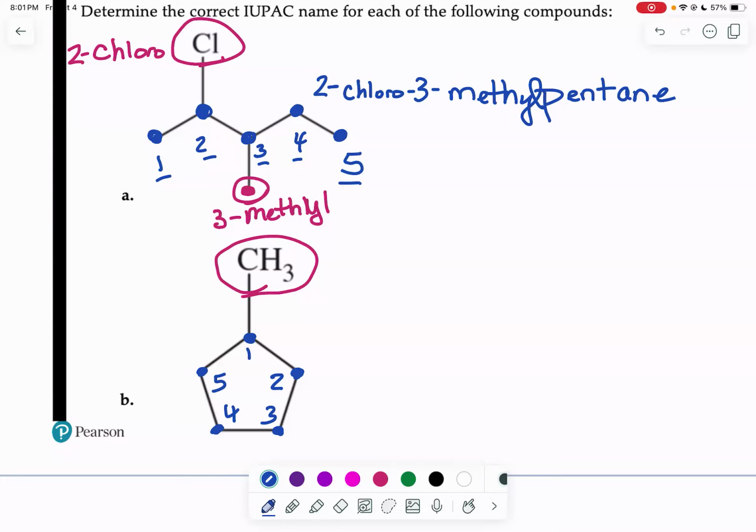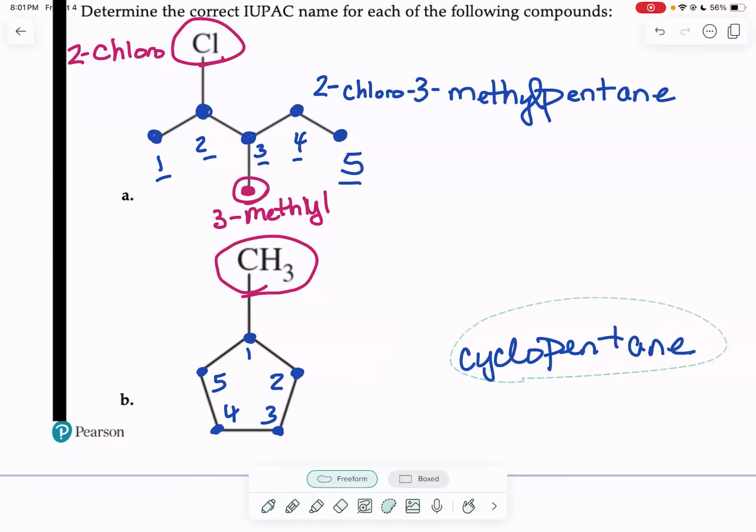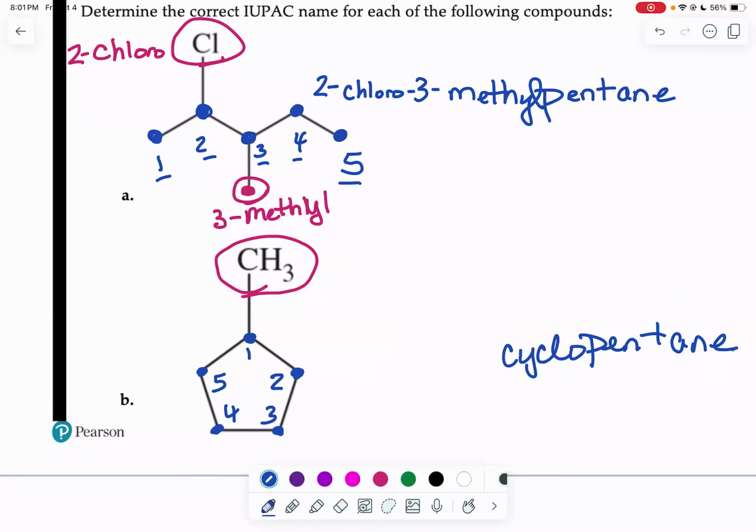So we know the parent is pent, and it's all carbon-carbon single bonds, so it's pentane, but it's a ring, so this is cyclopentane. That's the parent. Then we have to name the substituent. There's only one carbon here, so this is a methyl group, and it's coming off of carbon number 1. But remember that we're chemists and we're lazy, so a lot of times we just don't write the 1. So it's methylcyclopentane. There's no spaces, no spaces.